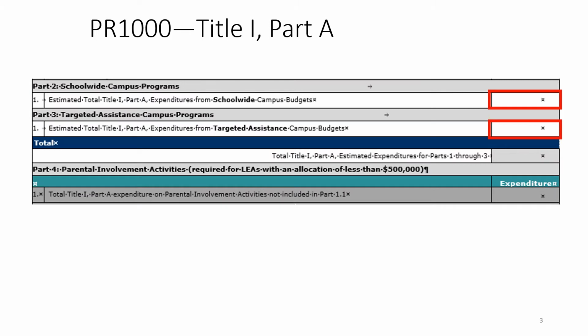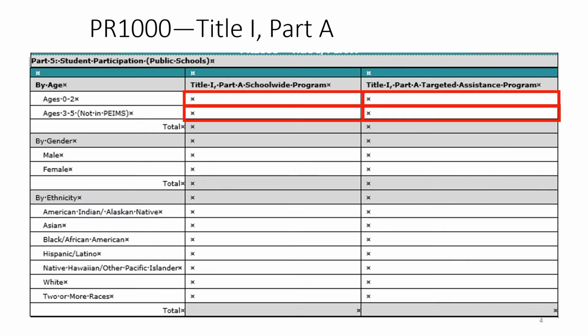Part 2, we are asking for estimated expenditures for school-wide campus budgets and targeted assistance campus budgets. Part 4 has been grayed out. Part 5, student participation, looks a little bit different than it did last year.